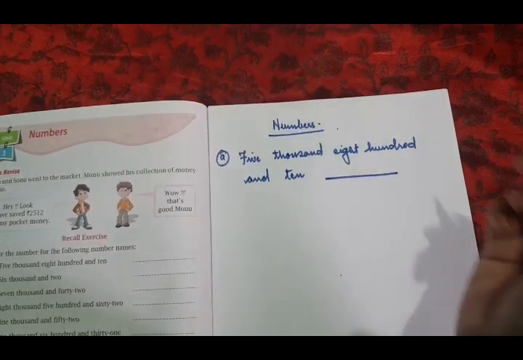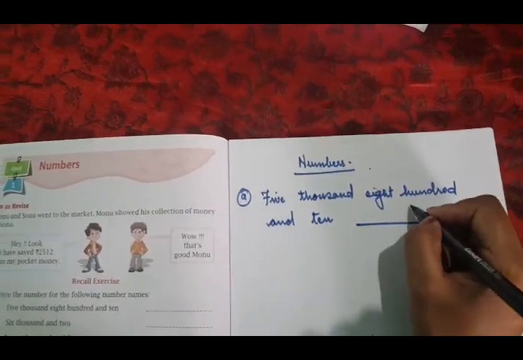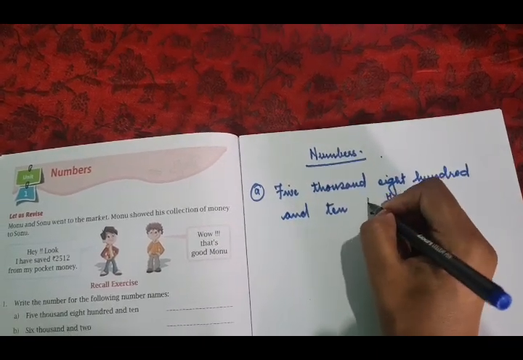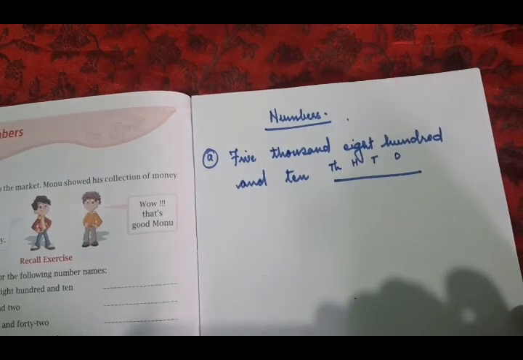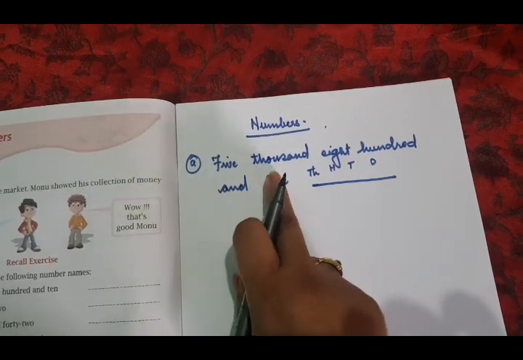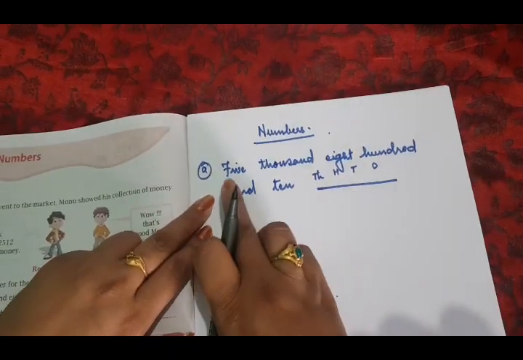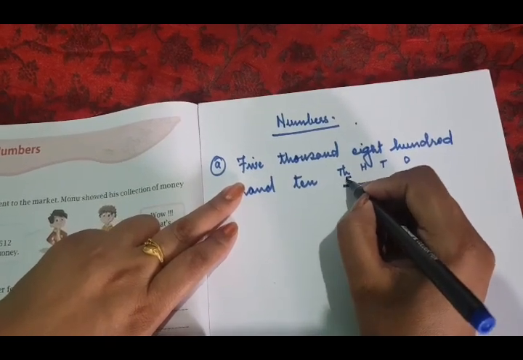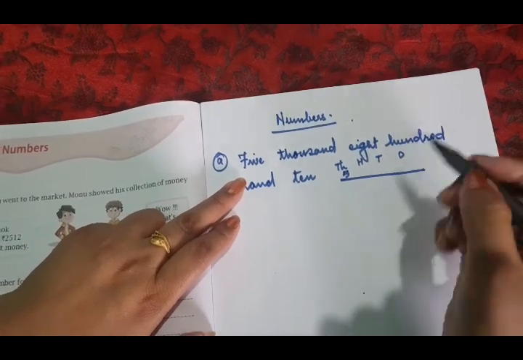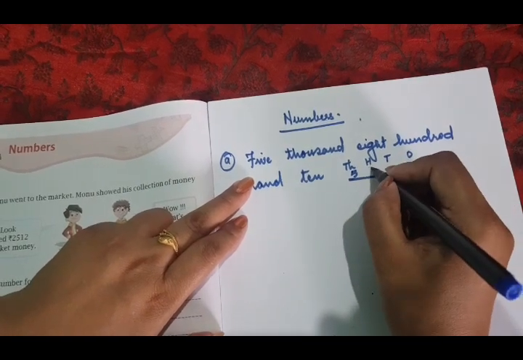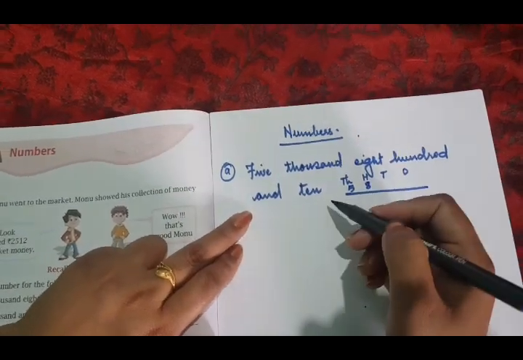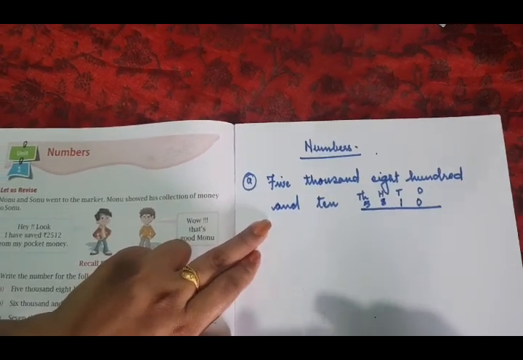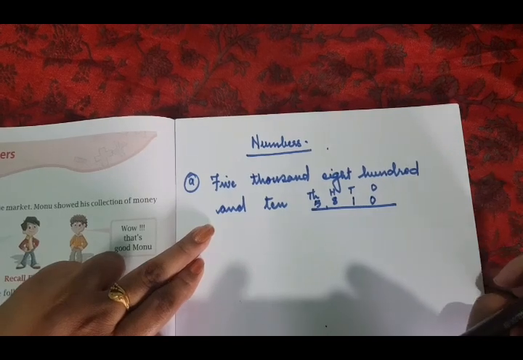So before writing the numerals, write down its place like ones, tens, hundred and thousand. Now you can read the number names like 5,000. So in place of 1,000, just place 5. 800. So in place of 100, write 8 and 10. So 110. So this is the numeral for the number name.